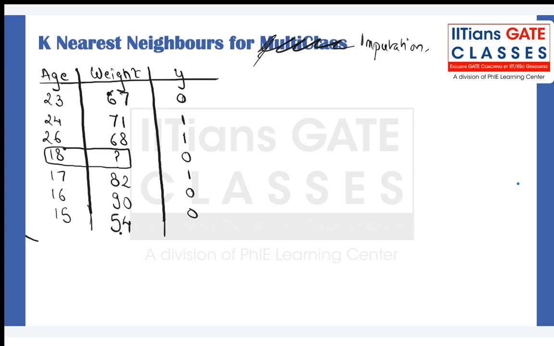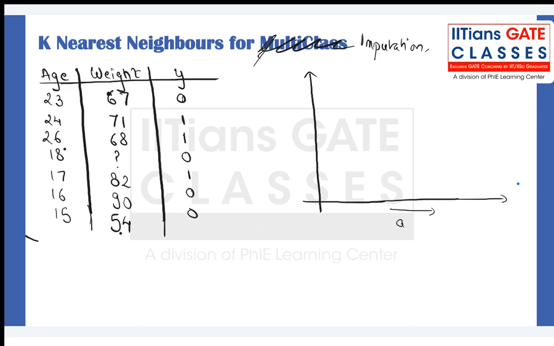Now, one thing is you have to fill these missing values. And filling this missing value is called imputation. Imputation is nothing but how you fill the missing value. One thing that you could do is draw a graph where your x-axis denotes the age and the y-axis denotes the weight. You can plot these data points, something like this.